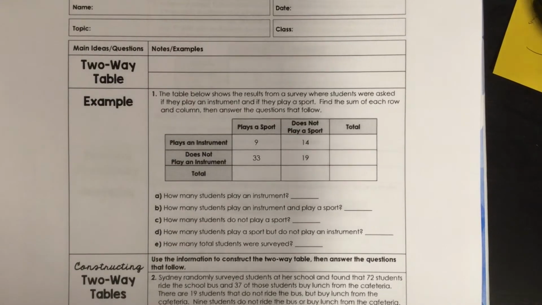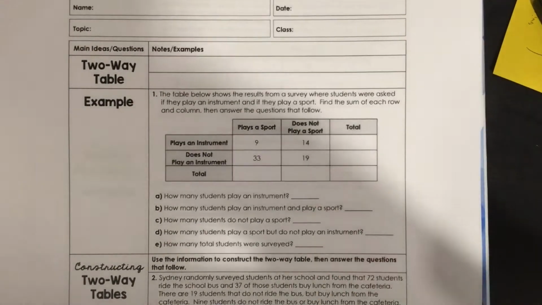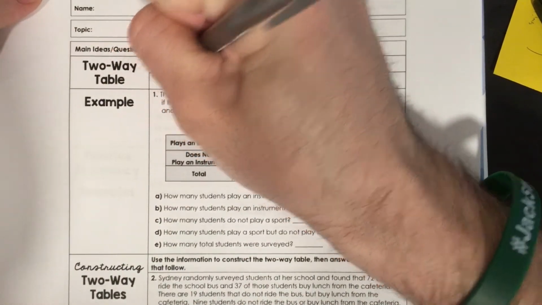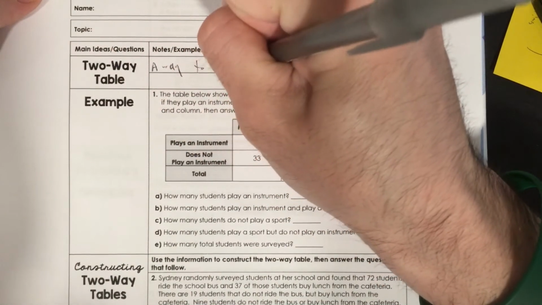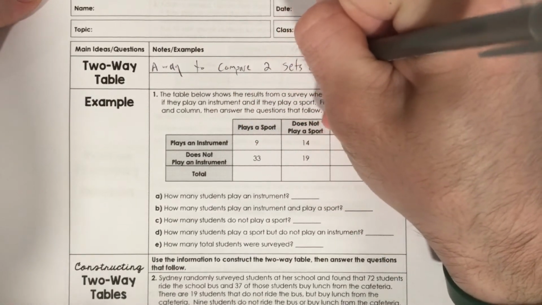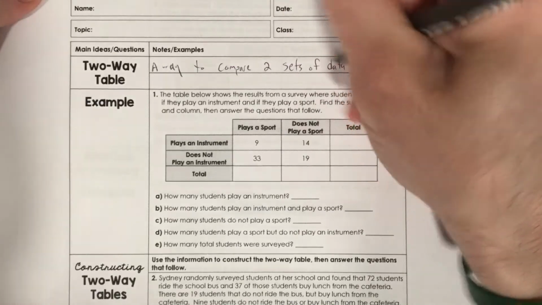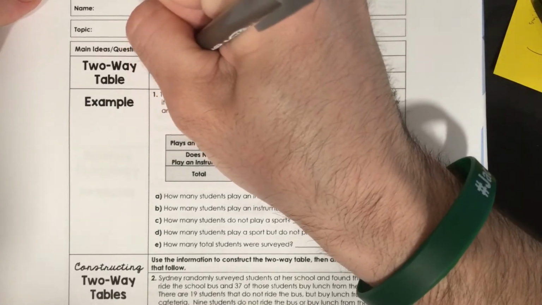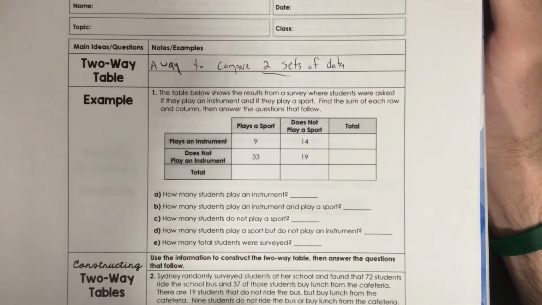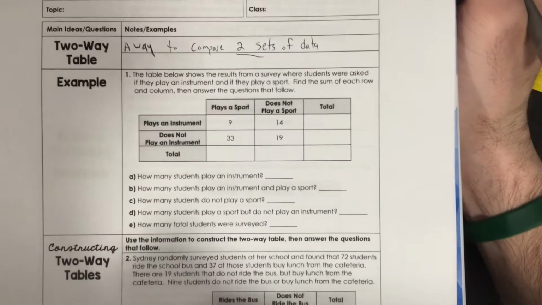All right, so today we're going to focus on two-way tables. Two-way tables are a way to compare two sets of data. Okay, two-way table. Comparing two sets of data. The example that we show here is the results from a survey.